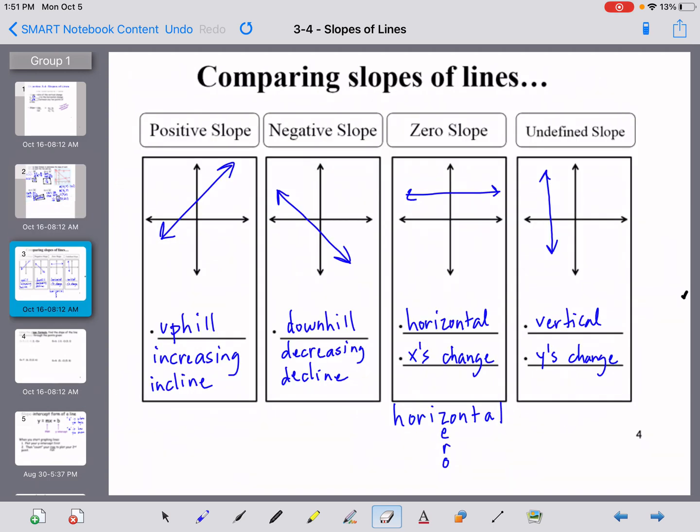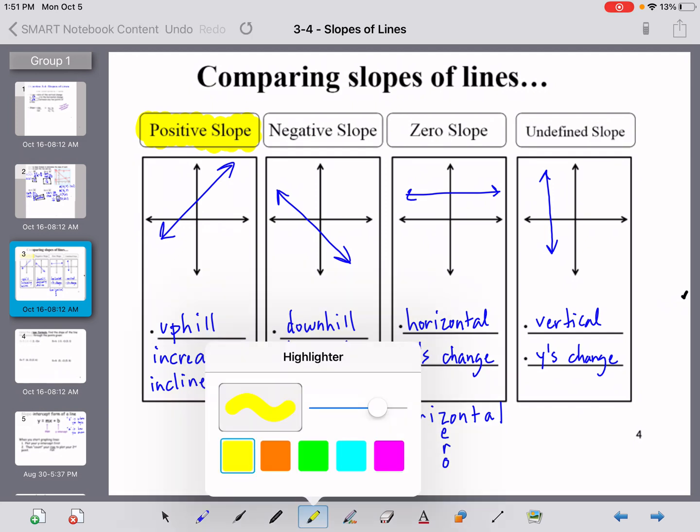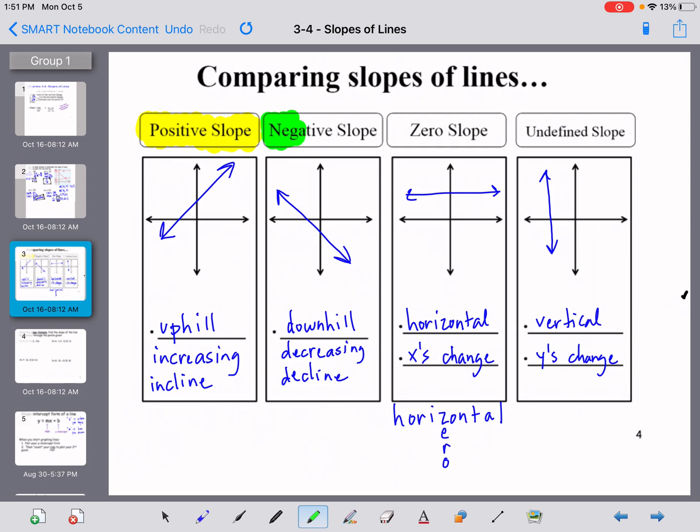So if we wanted to compare the different slopes of lines, the first thing we have here is positive slope. Positive slope we can refer to as being uphill, increasing, or being on an incline. Our next topic, negative slope. Negative slope we often refer to as going downhill, decreasing, or being on a decline.